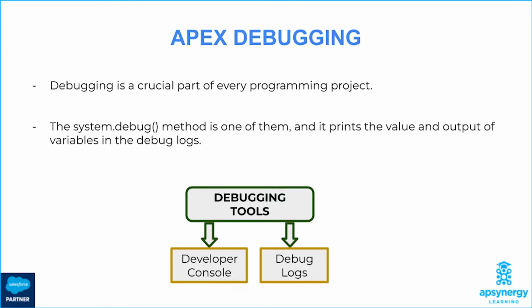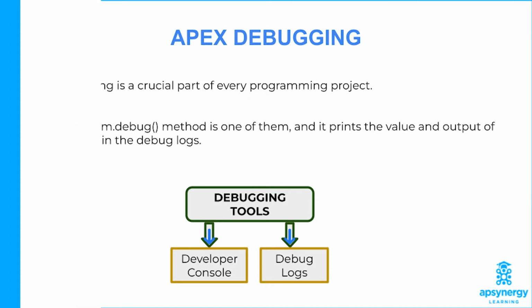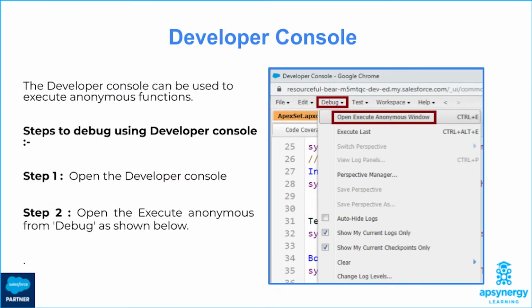Debugging is important in programming before we move code to production, and there are certain tools you can use to debug your Apex code. Tools that are available in Apex for debugging are Developer Console and Debug Logs. Now, we're going to discuss both tools that are available in Apex debugging. The first one is the Developer Console. The Developer Console can be used to execute an anonymous function. You can use the Developer Console in viewing logs, another way of viewing debug output.